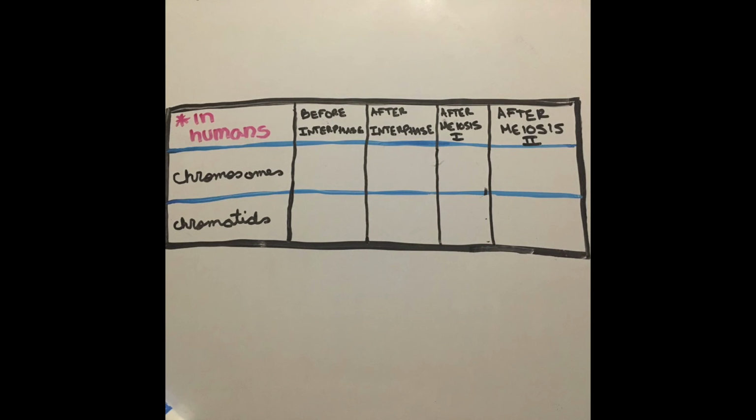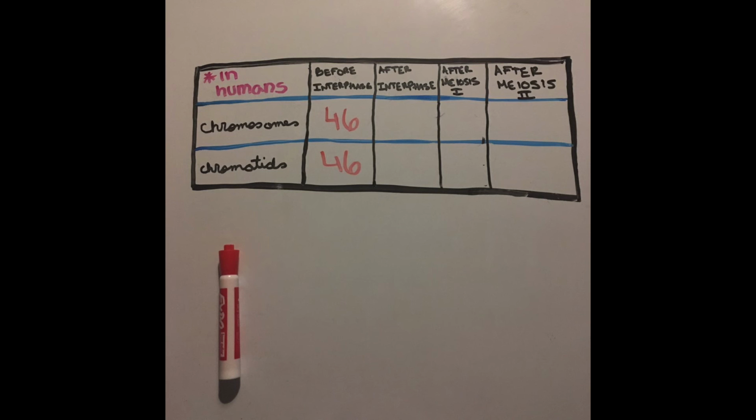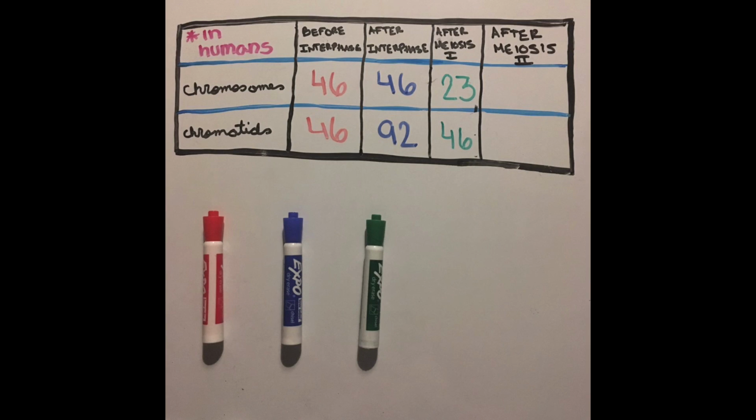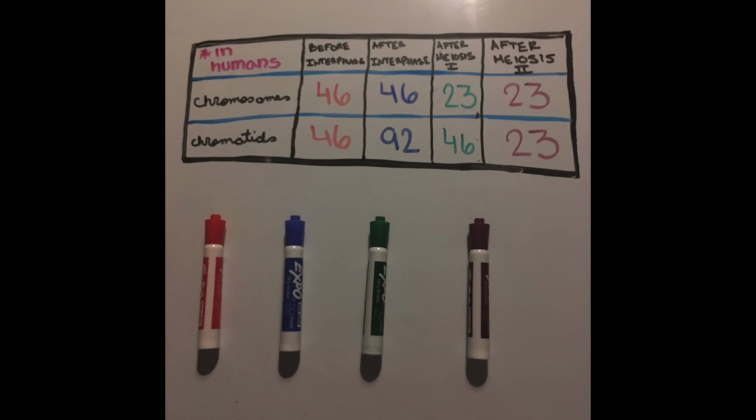cells. In this table, we can clearly see how the amount of chromosomes and chromatids changes. Before interphase happens, there were 46 chromosomes and 46 chromatids. After interphase, 46 chromosomes and 92 chromatids. After meiosis 1, 23 chromosomes and 46 chromatids. And lastly, after meiosis 2, 23 chromosomes and 23 chromatids.